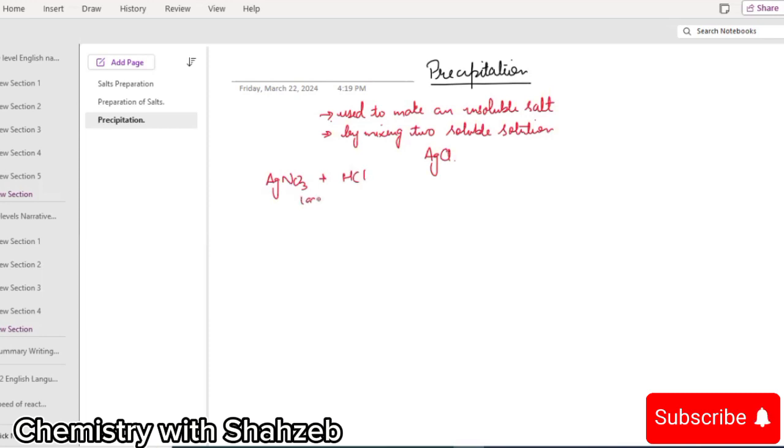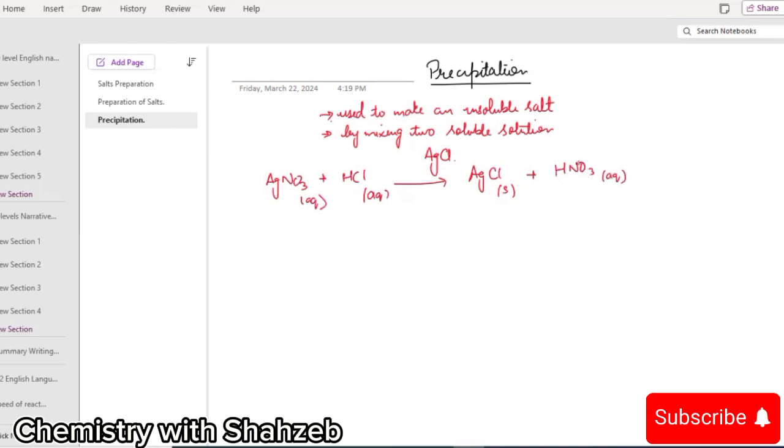This is aqueous form. Why aqueous? Because we have read that all nitrates are soluble. So that is soluble in water. That would be in aqueous form. That would also be in aqueous form. And they would be reacted to form AgCl, which is in solid precipitates. Why? Because it is insoluble in water. And that could be HNO3 in aqueous form.